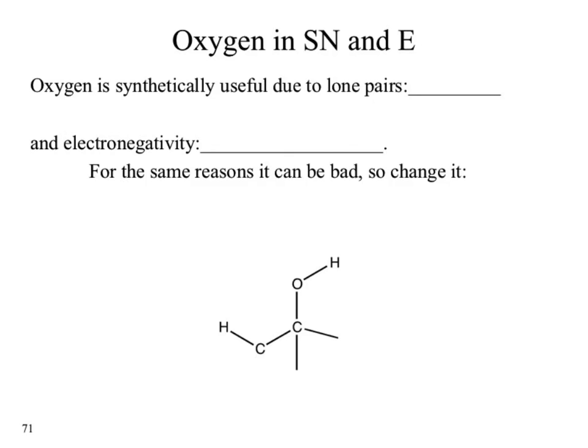That's what that line is supposed to mean. It could act as a nucleophile or a base. Okay? And due to its electronegativity, what can it do? Steal electrons from what? Bonds. What bonds? The oxygen, hydrogen bond. It can take electrons from the hydrogen, meaning the alcohol can act as an acid.